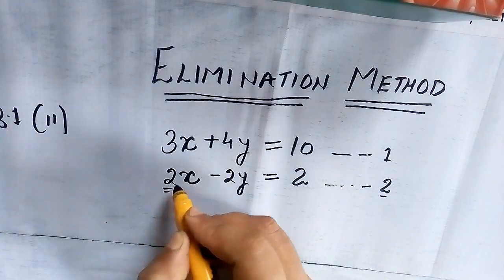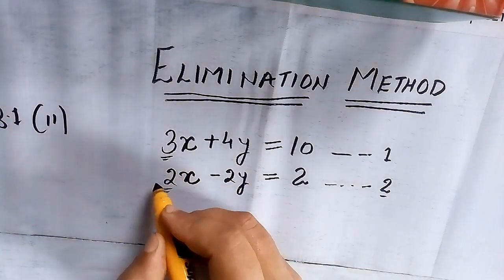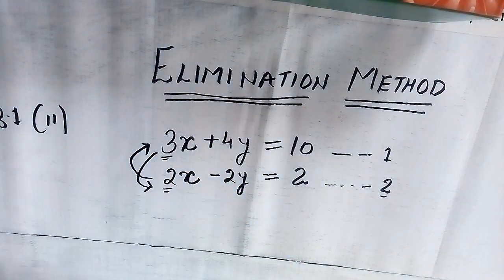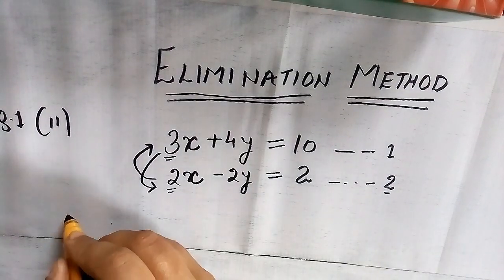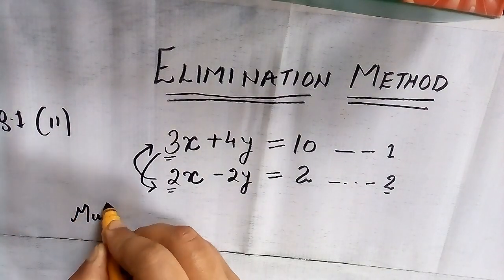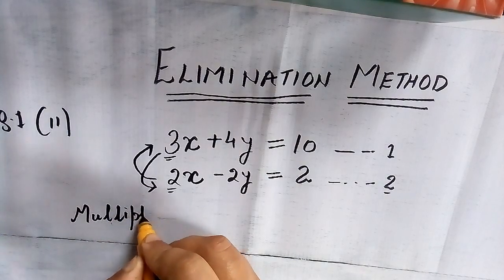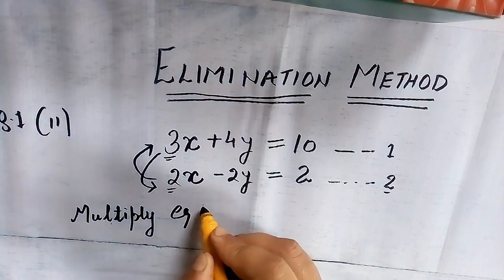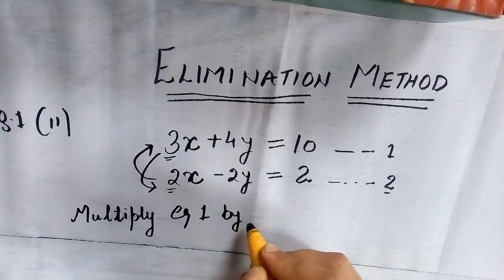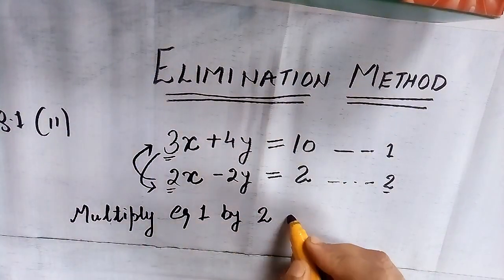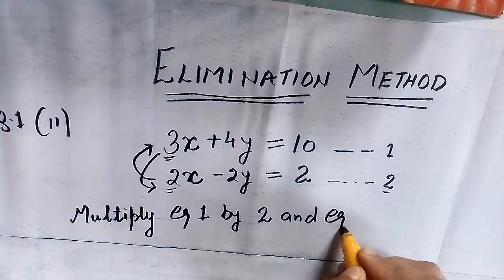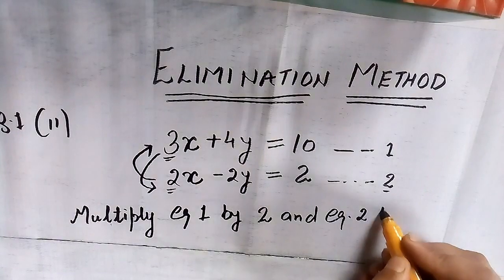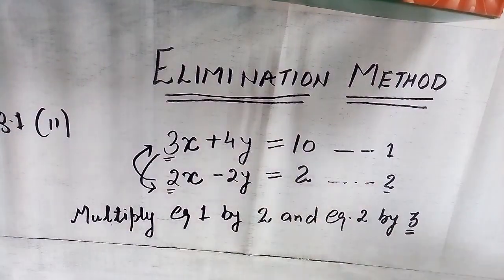Now see the coefficients of x. In equation 2 it is 2 and in equation 1 it is 3. So multiply equation 1 by 2 and equation 2 by 3. Remember, here we are interchanging the coefficients of x and then multiplying, means the coefficient of x in equation 2 is 2, so equation 1 we have to multiply by 2, and the coefficient of x in equation 1 is 3, so equation 2 we have to multiply by 3.